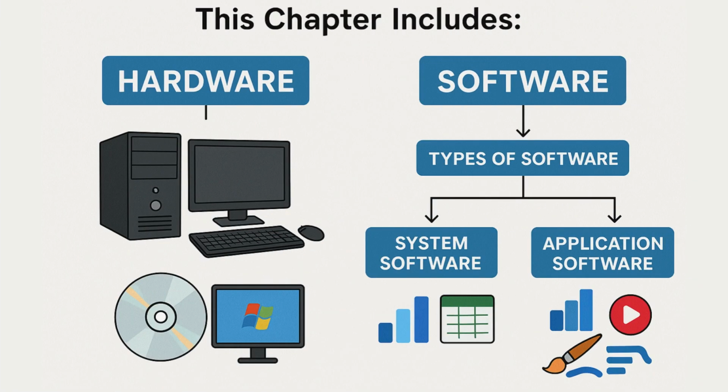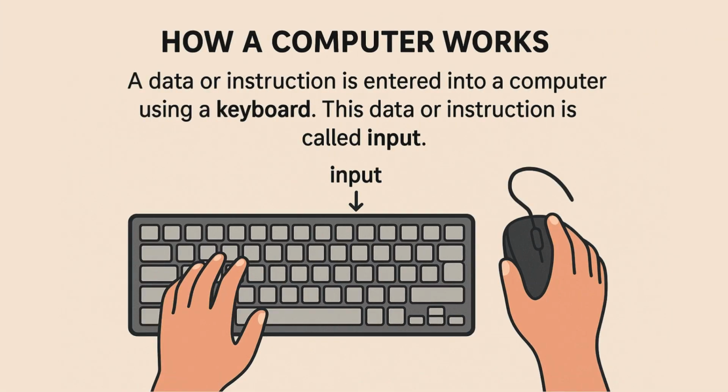This chapter includes hardware, software, types of software, that is system software and application software. We'll go through all these topics in this video step by step. Let us know how a computer works.